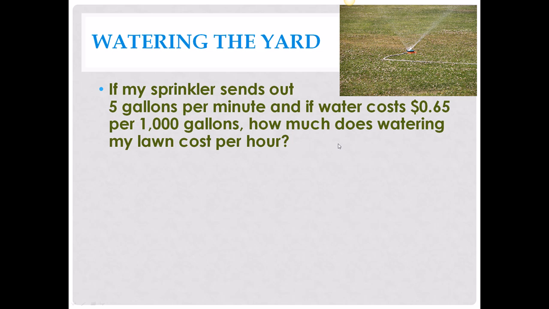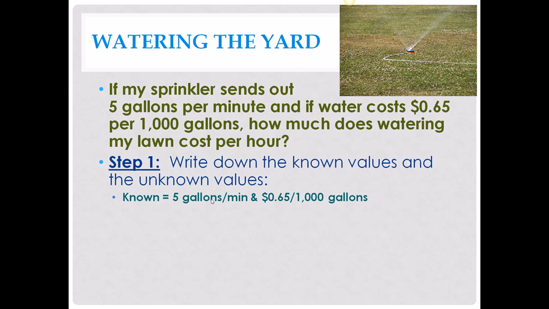So I'm just going to break it down. What were some of the things that I knew? 5 gallons per minute. See, that's a unit. So I know that one. They also gave me this rate, 65 cents per 1,000 gallons. So that's a numerator. Okay, what do I not know? Cost per hour.